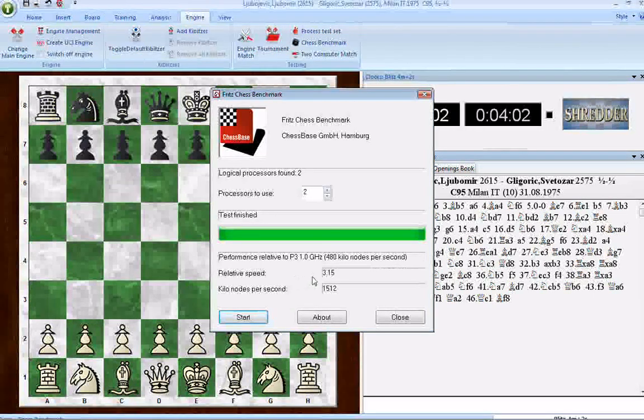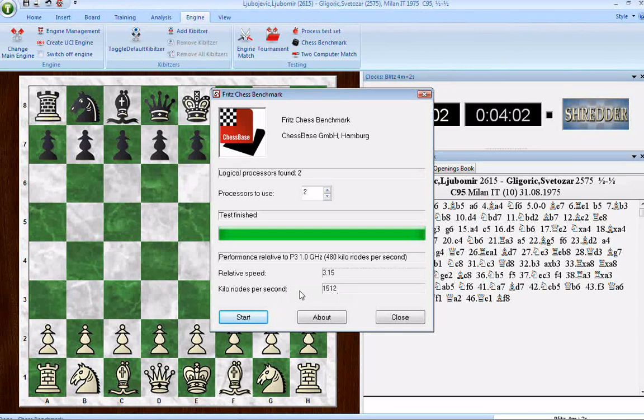But even with video capture software running, this computer running Fritz is about 3 times faster than that Pentium 3 1 gigahertz machine, because it's analyzing just over 3 times as many positions. The 1 gig machine analyzes 480,000 positions a second. This machine, even with the VidCap software running, analyzes over 1 million positions every second.